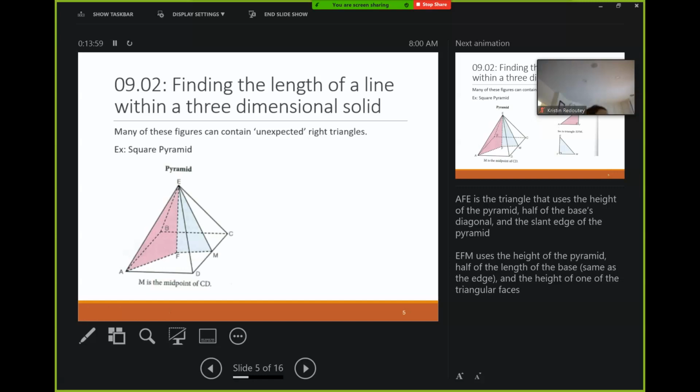Looking at some more. So the blue triangle, again, should be fairly easy to see that that's a right triangle. It looks like a right triangle. EFM is the right angle. The pink triangle is also a right triangle that doesn't look at all like a right triangle. But we know the height of a pyramid is going to intersect the base at a 90-degree angle. So any other side that's inside the plane of the base also has to be intersecting at a right angle. So this angle AFE is also a right angle.